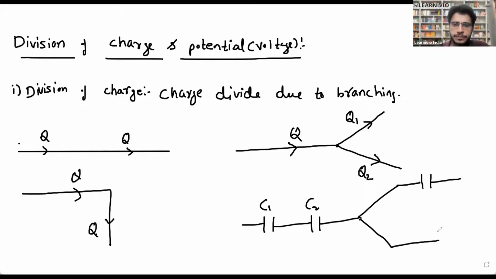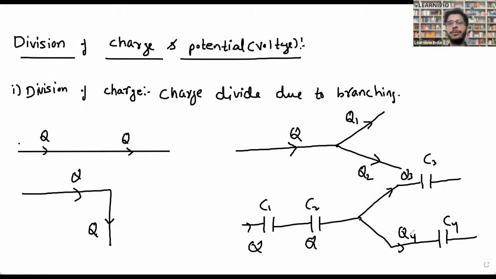But if I extend this system like this, yes, it will divide. Can you decide which two capacitors will have the same charge? C1, C2. If some charge enters here, then the same charge will reach this capacitor also. So these two will have the same charge, but now the charge will divide into two parts, one is Q3, another is Q4. So just by looking at the circuit, you can decide whether your charge divides or not. If you have branching in your system, then charge will divide.